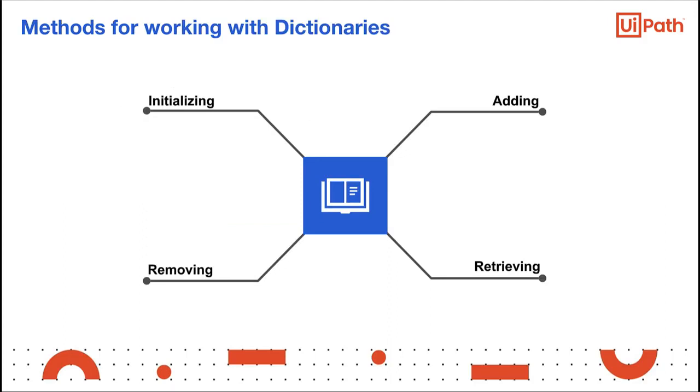There are several methods for working with the dictionaries, including initializing a dictionary, adding an item to an existing dictionary, removing an item from a dictionary, and retrieving dictionary items.